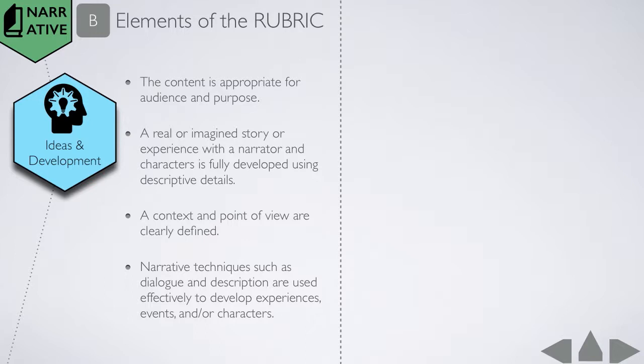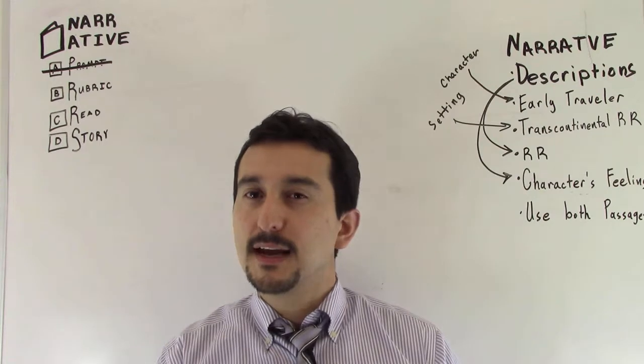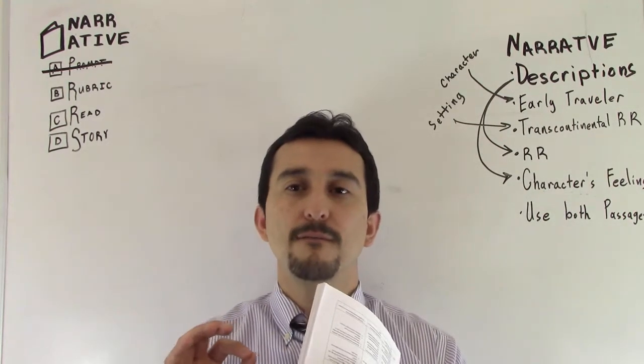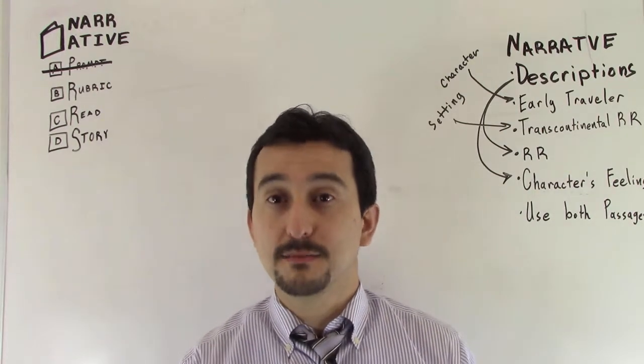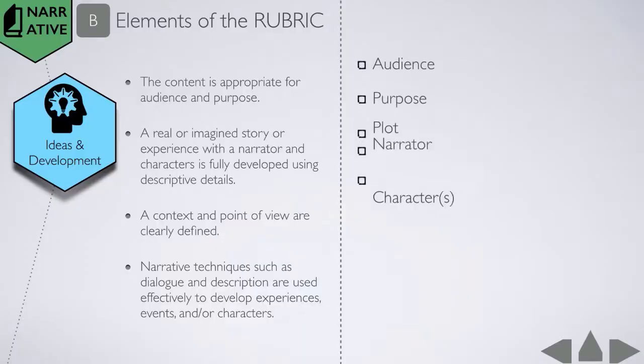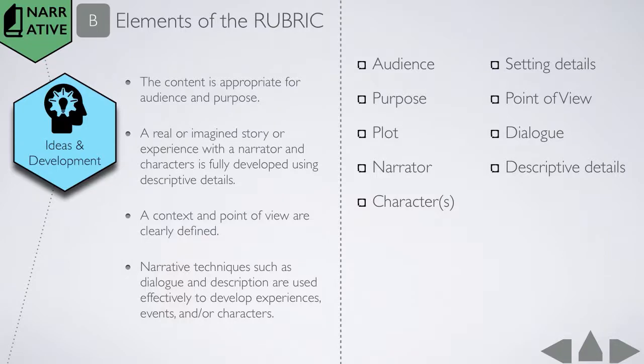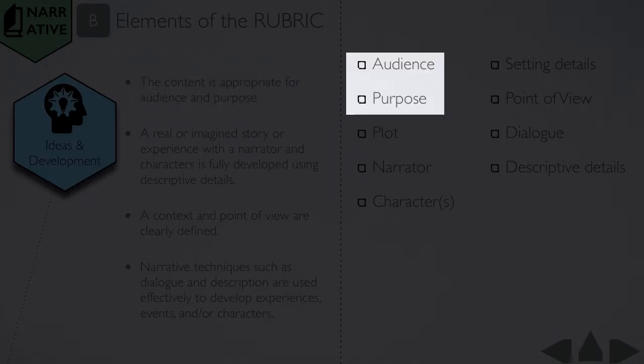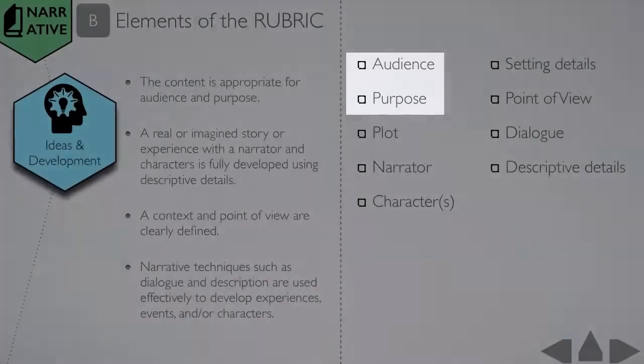So here we have it listed. There are 4 bullet points in order to score a 4, which is the top score for narrative. And that's nice, but we also want to translate this into student-friendly terms so students are very clear on what's expected of themselves too, right? So I just made a list out of some of the concepts here, breaking it down. The content is appropriate for audience and purpose. So we've got audience and purpose as a bullet point. That's something we need to discuss extensively with our students.